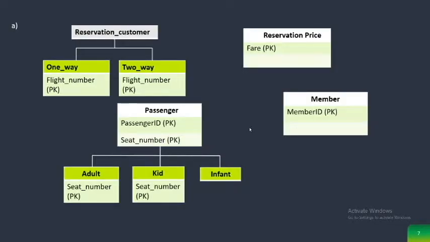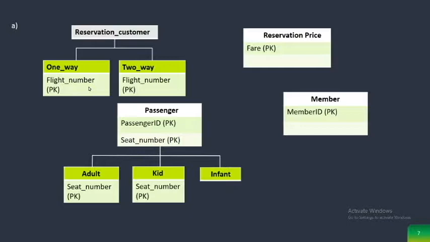Okay, so this is the answer for question A. Like I said before, as we can read again in the question, for reservation customer, we will have two subclasses. One is one way and two way. And then we also have primary key. For the last slide, I already explained what primary key is.